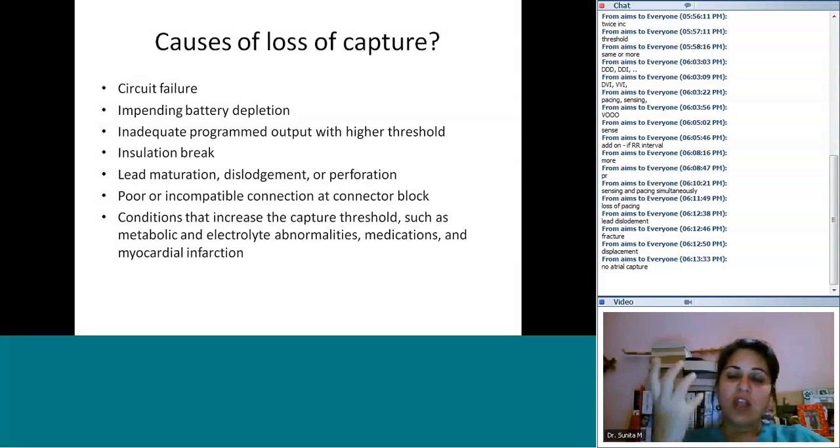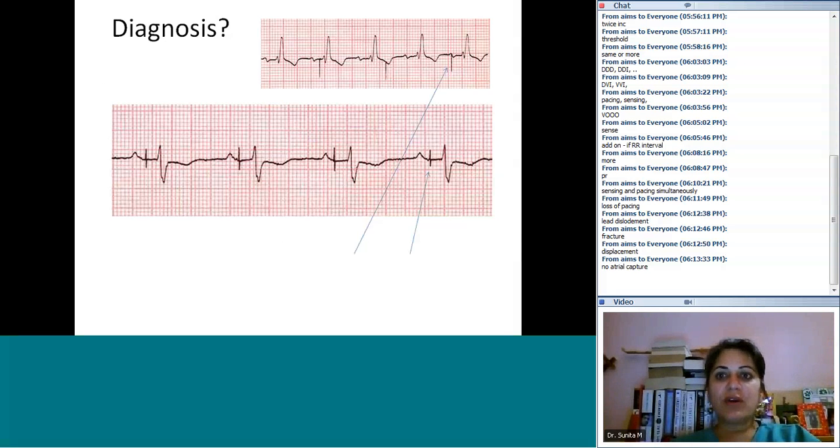So you have to do this whole, look at the threshold. You have to interrogate your pacemaker and see, has the threshold become too high because there's scarring or edema around the pacemaker lead? A lot of reasons can lead to loss of capture, and it's worth reading this chapter on it. Here, what is happening here?